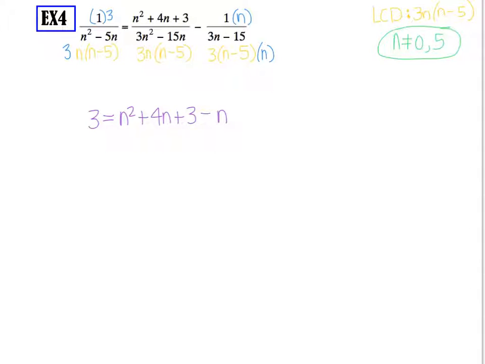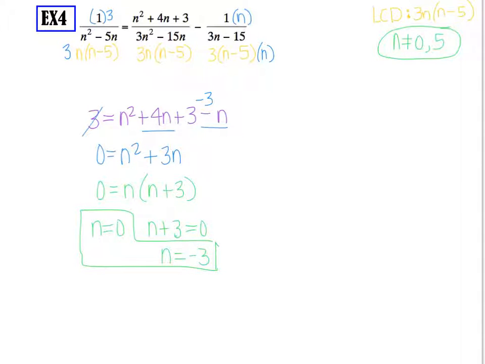So to solve a quadratic equation, I need to set it equal to 0. So go ahead and see if you can solve this quadratic equation. Pause the video. Alright, so when I solved it out, I ended up with n is 0 and n is negative 3. So those are the two values that will make this equation true up here.